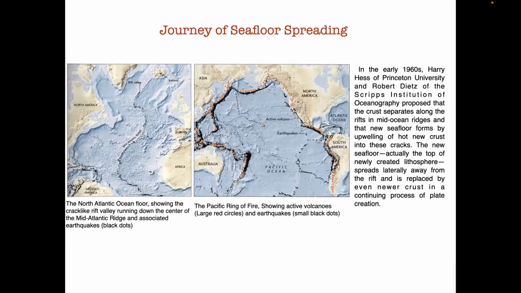So the scientist from Princeton University, Harry Hess, in 1960, along with Robert Dietz of Scripps Institution of Oceanography, proposed that the crust separates along the rift in the mid-ocean ridges, and that new sea floor is formed by upwelling of hot new crust into these cracks. In the figure, on the first figure, it's the North Atlantic Ocean floor. You can see a mid-oceanic ridge has been created at the middle of the Atlantic Ocean. It shows a crack-like rift valley, which is running down the center of this Mid-Atlantic Ridge.